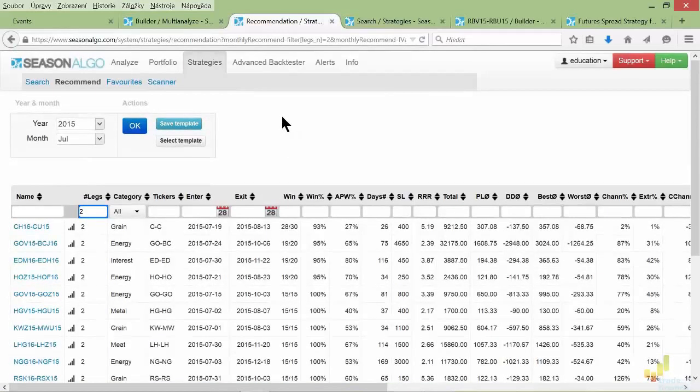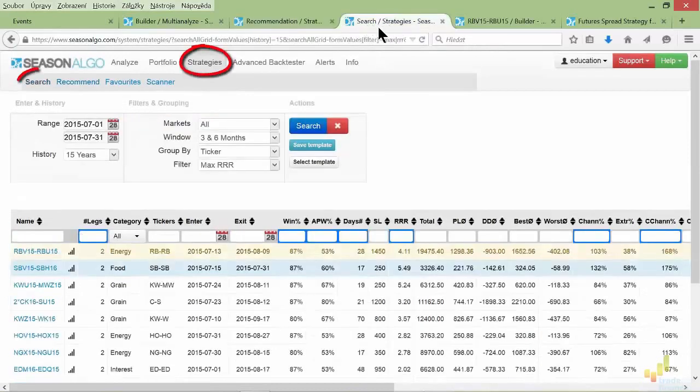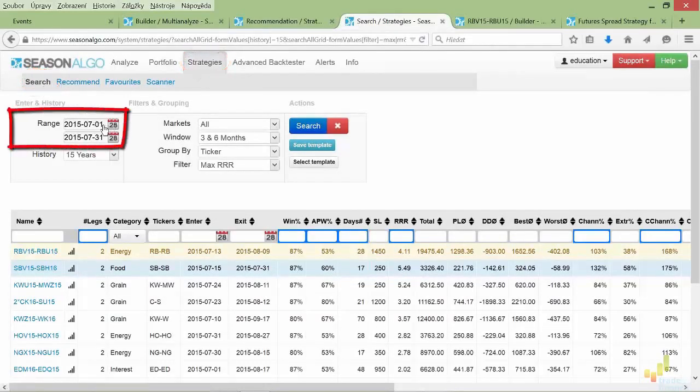Another possibility for searching for spreads is here in the Search module. Here we can search by our own criteria. We can define the range when the beginning of the trading window should be, so the entry into the trading position should be between the 1st and the last of July. We can see all these spreads here in the Enter column. We can also apply advanced filtering. This is all what we learn in our full courses. And we can search for spreads which have the highest potential for being traded this year.